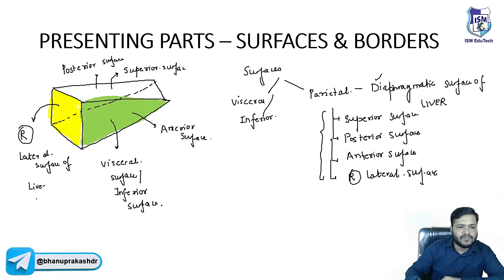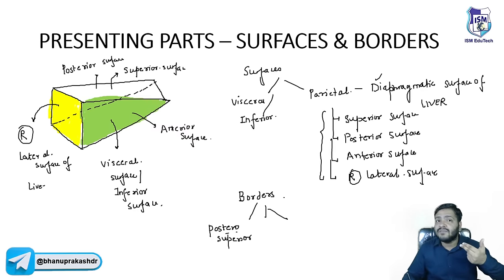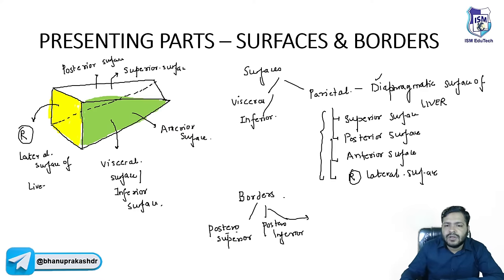ओसामा, गरिमा, वेरी गुड बेटा। Remember beta, the inferior, the borders. If we talk about the borders, you can just remember: देखो एक posterior side में ऊपर की तरफ होता है, so it is the posterosuperior border. Now when I say posterior, posterior मतलब पीछे की तरफ और superior मतलब ऊपर की तरफ. So it is at the back and up. We have the posterior inferior border and the third one we have the inferior border.